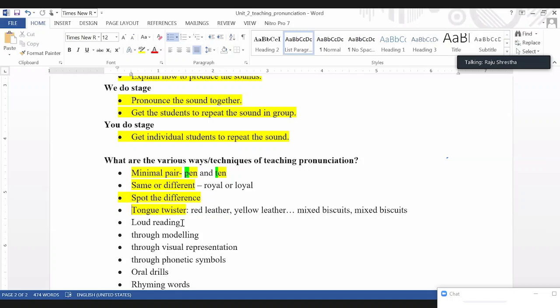Some sounds are different and difficult for the learners, and the tongue finds them difficult. So we need to provide such a situation where the tongue will be experienced or habituated to pronounce or produce those sounds. Red leather, yellow leather, red leather, yellow leather. Mixed biscuits. These are some examples of tongue twisters.